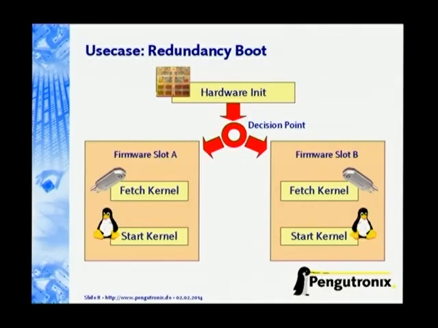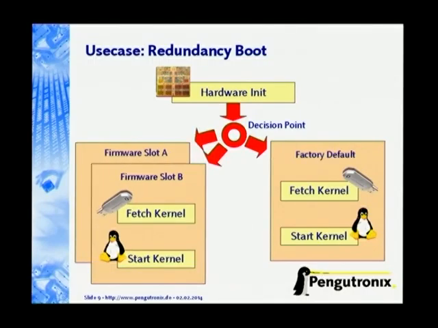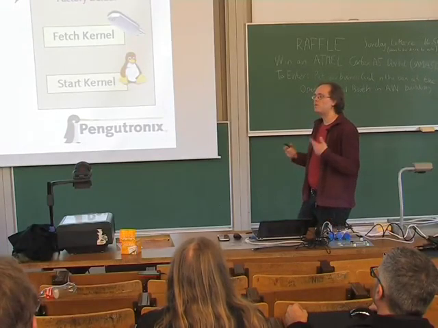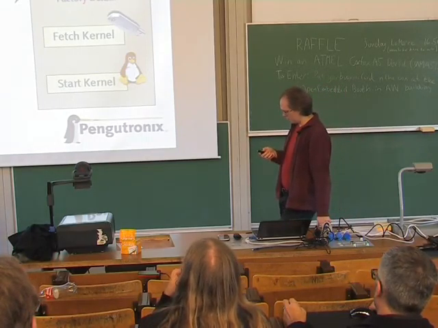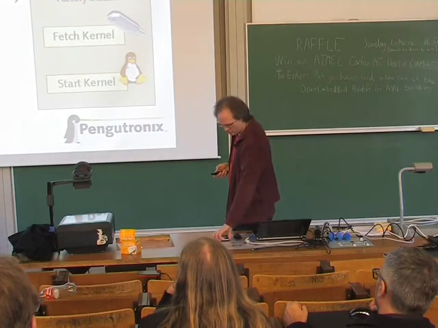Or another use case is that there might even be more than one firmware slot: firmware slot A, firmware slot B for updates. And if something fails, if something goes wrong with the main control application or something like that, then you might just decide to go into some factory default or into some emergency Linux, which just shows a screen which says, well, contact the service technician or something like that. So deciding between different firmware slots is an important thing, and in most cases this really needs to be done in the bootloader, because all the rest of the system can be exchanged during the firmware update.